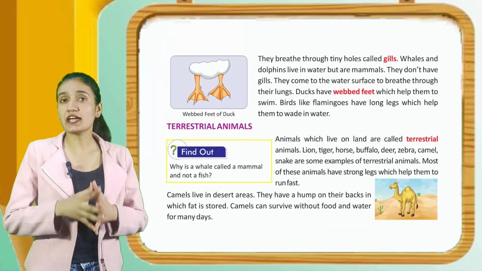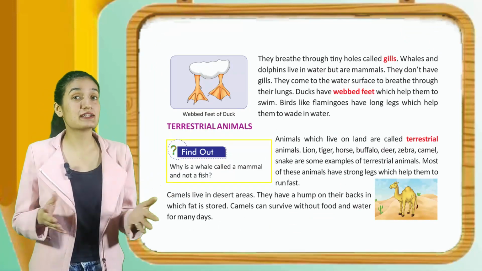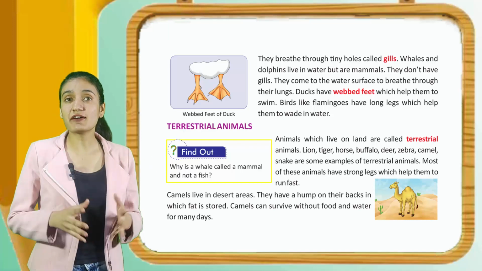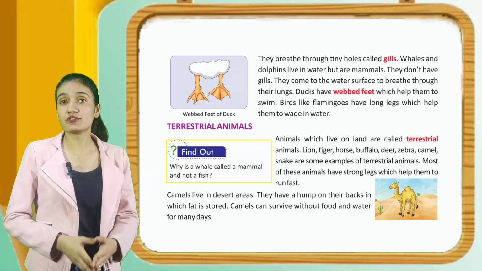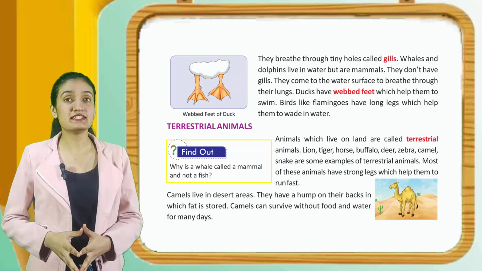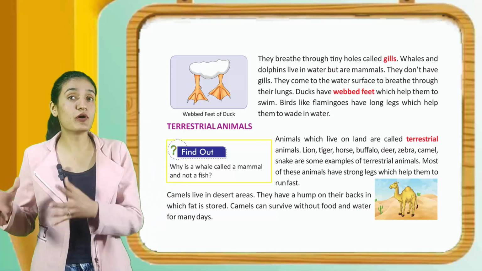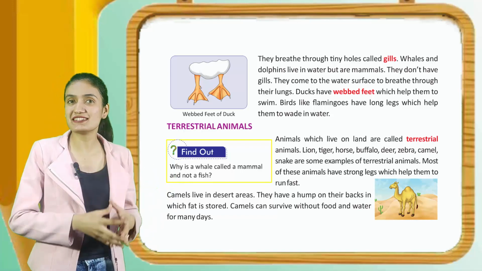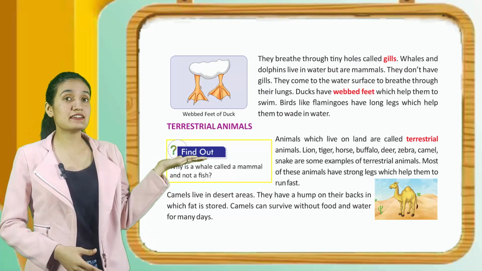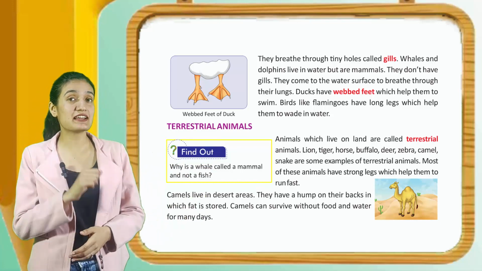They breathe through tiny holes called gills. Whales and dolphins live in water but are mammals. They don't have gills. They come to the water surface to breathe through their lungs. Ducks have webbed feet, which help them to swim. Birds like flamingos have long legs, which help them to wade in water. Here you can see webbed feet of a duck. So students, have you ever seen an aquatic animal?